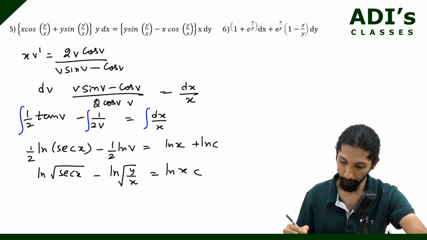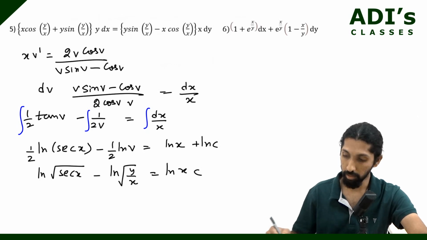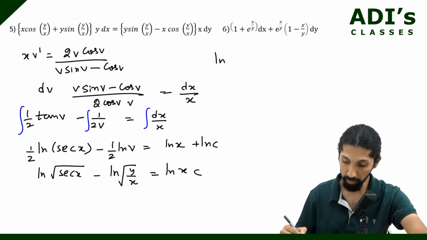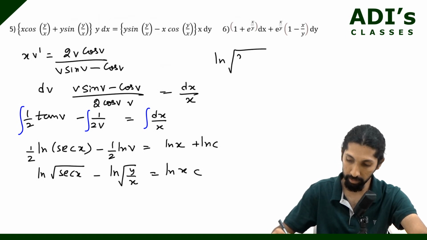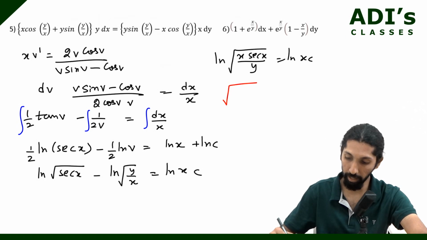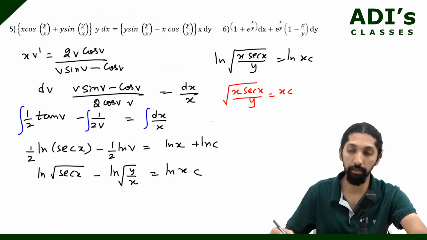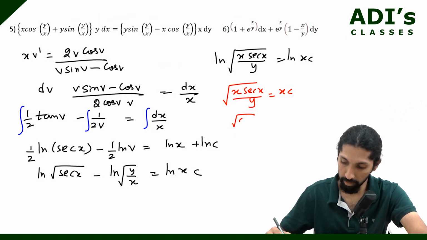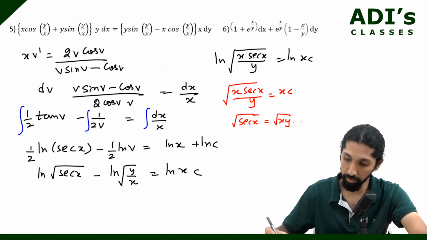So you can divide here. So if you divide, then you're going to have log of root of secant x by this one, which is root of x into secant x by y is equal to log of x into c, which is root of x secant x by y is equal to x into c. You can further simplify this if you want, which is root of secant x is equal to root of xy into c. This you can call it as the final one.